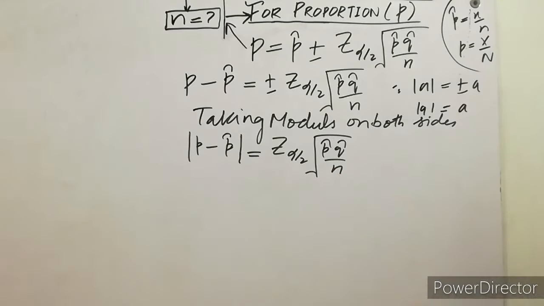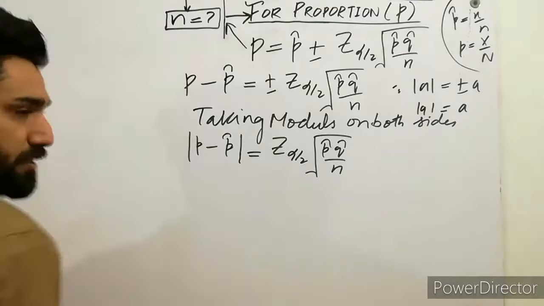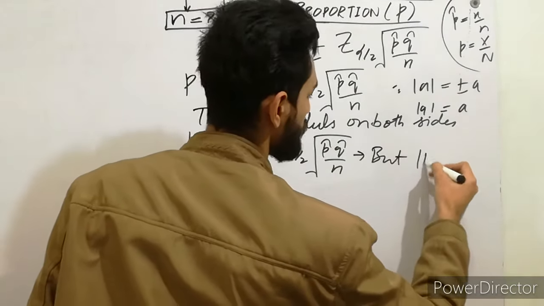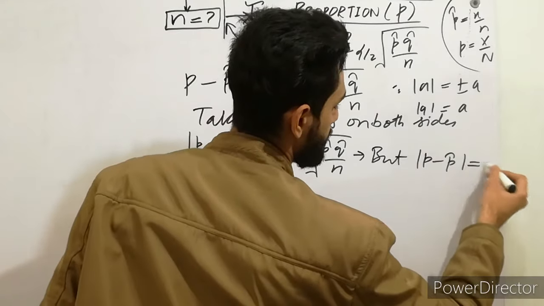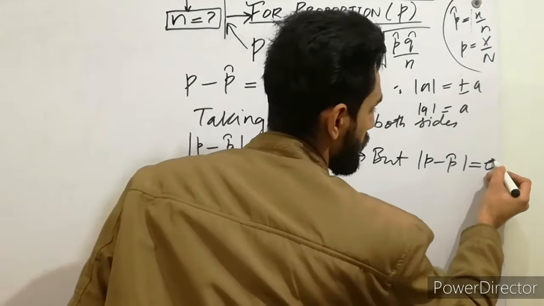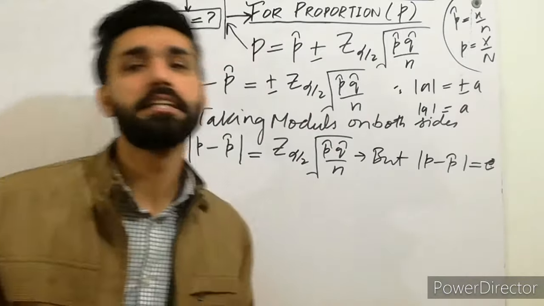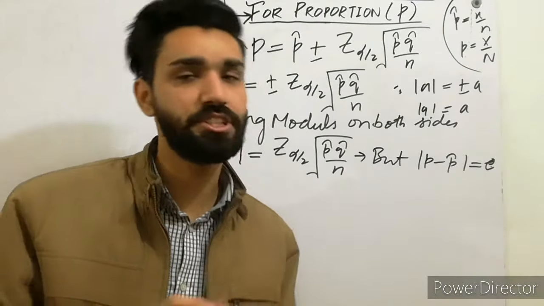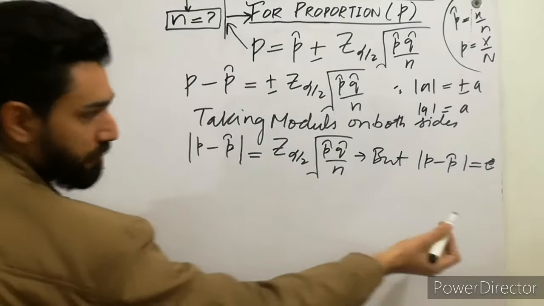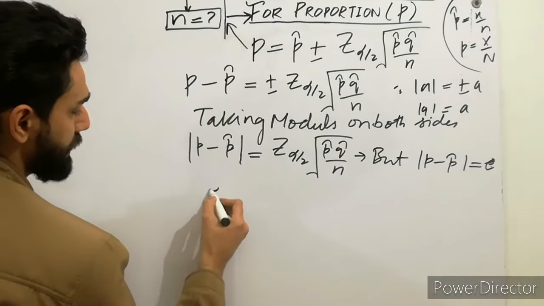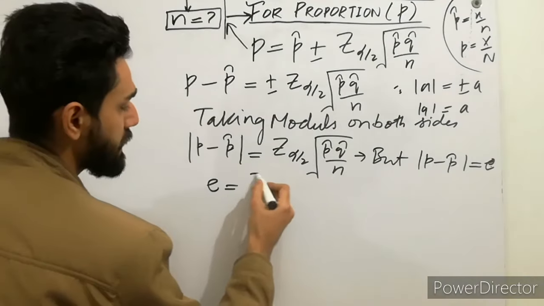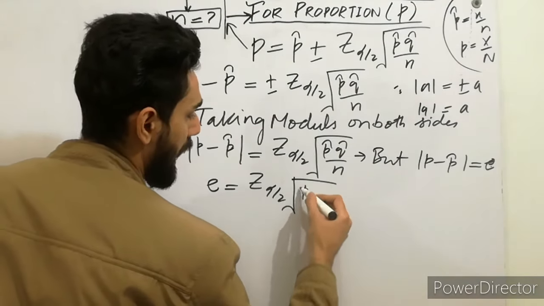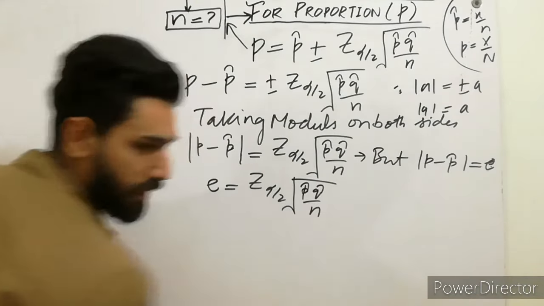So you can write Z alpha by 2 square root of P hat Q hat divided by n. But you already know that modulus of P minus P hat is equal to E, which I have already discussed. E is the sampling error, the error within the bound. Next, put the value of E in that expression: E is equal to Z alpha by 2 square root of P hat Q hat divided by n.